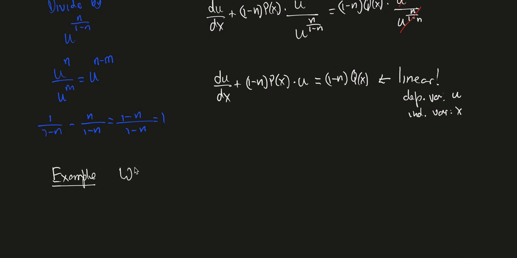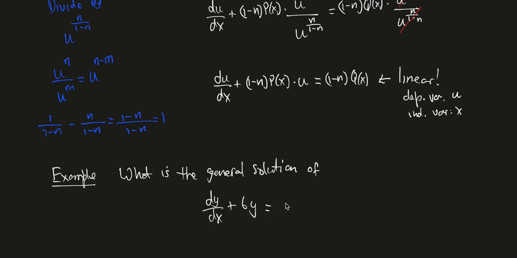So here's our example. What is the general solution of, and here's our differential equation. So dy dx plus 6y, and then we have 3x times y to the 4/3, right?